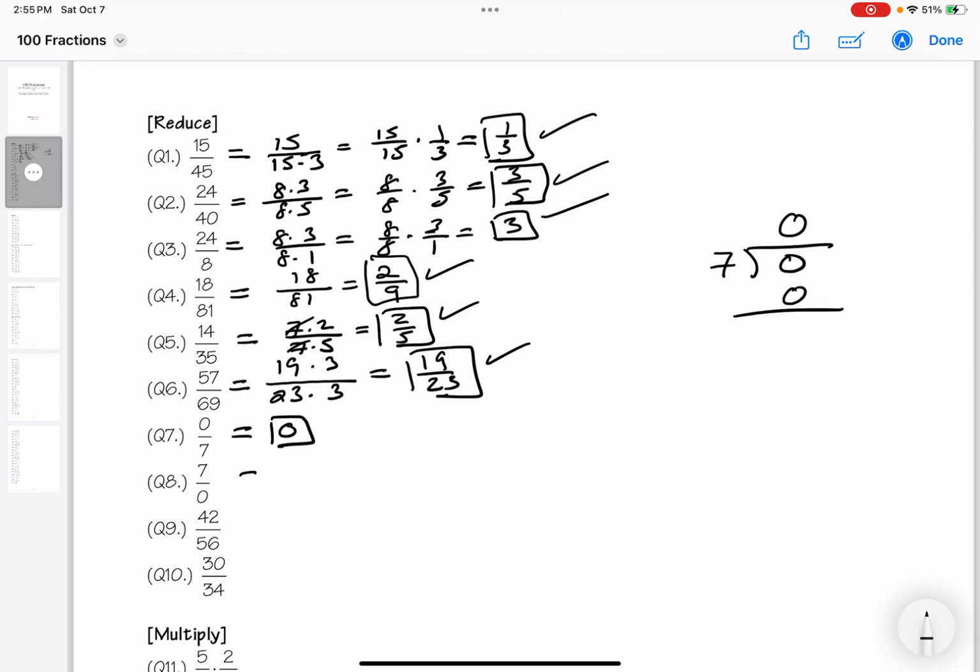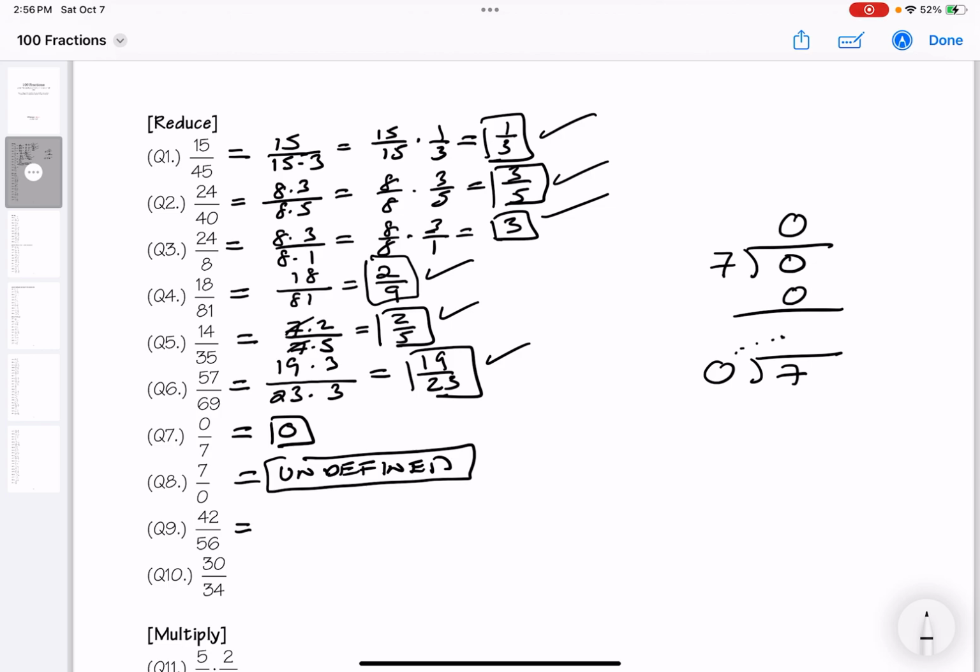Now, if you look at the next one, people often confuse this, by the way. They say 0 goes into 7. There is no number times 0 that would give you 7. This is undefined. Can't divide by 0. That's worth remembering. You cannot divide by 0. Let's do this one over here.